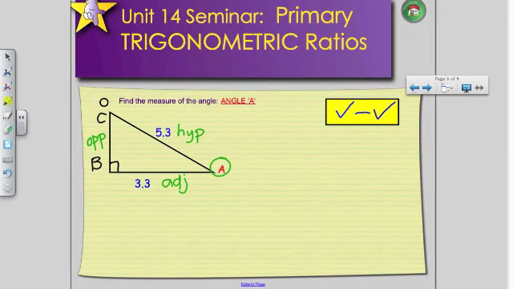So Isabella, what are the names of the two sides here that I know the value of? Okay, so my adjacent and my hypotenuse. Those are the two sides I know the value of. So, what is the only trig ratio that involves adjacent and hypotenuse?